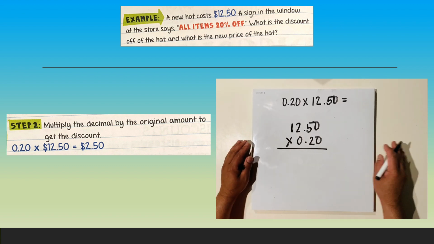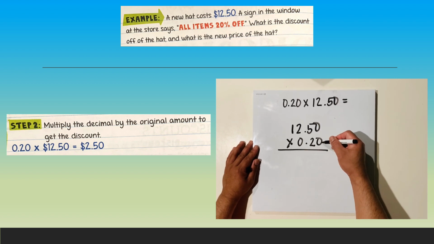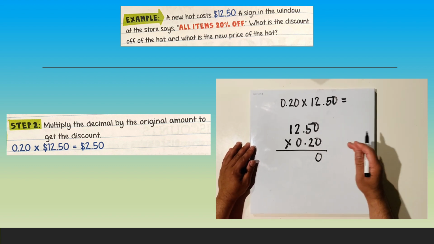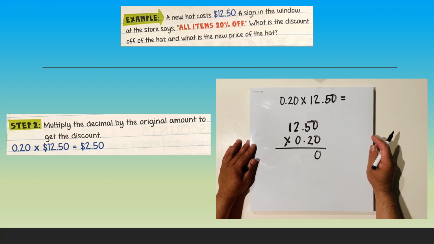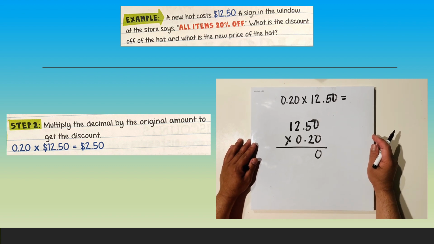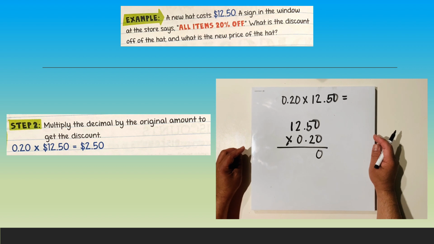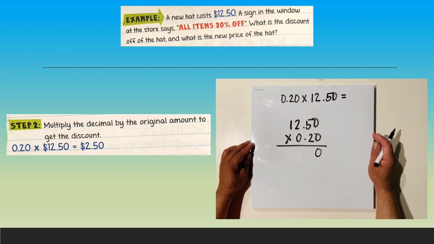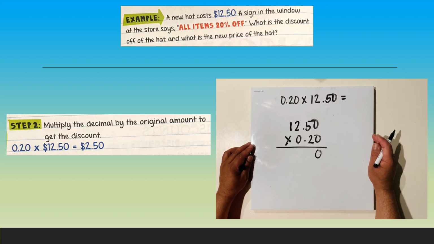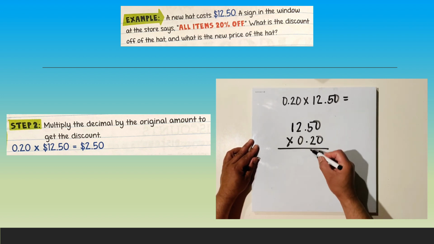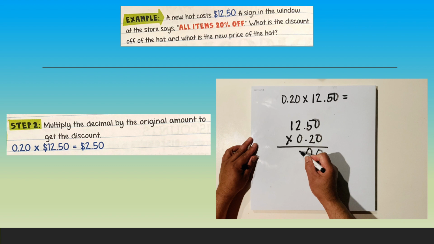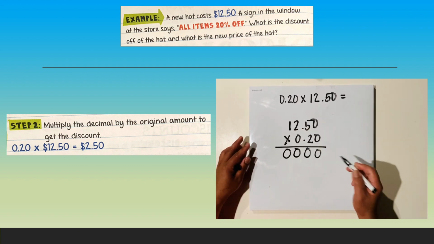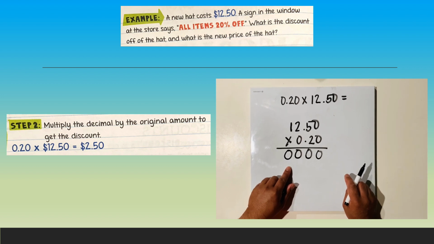You need to start from your ones place. 0 times 0, the answer is 0. By the way, any number multiplied by 0, the result is 0, because of the zero property of multiplication. So 0 times 5, the answer is 0. 0 times 2, the answer is 0. 0 times 1, the answer is 0. So this is your first partial product.